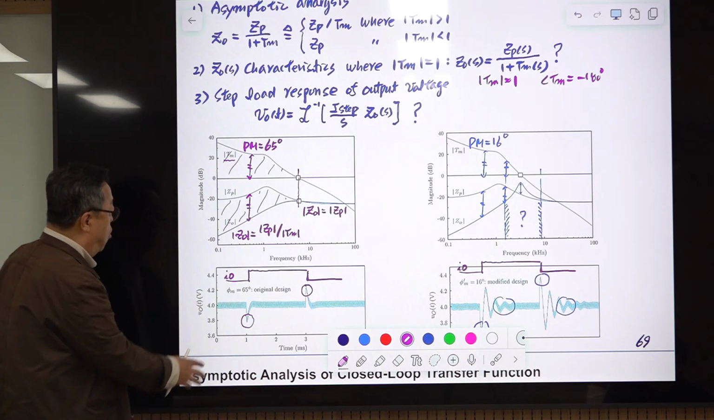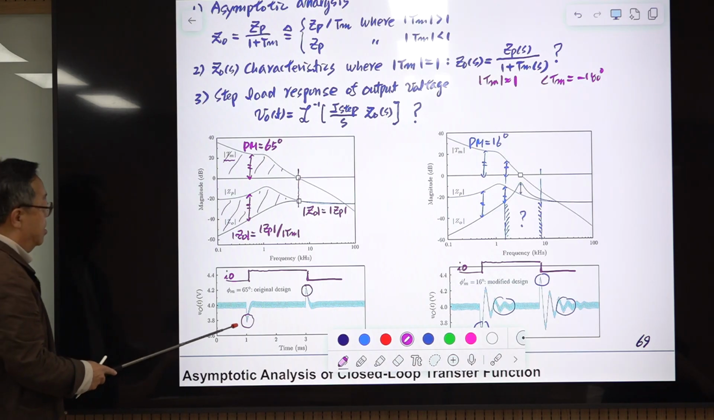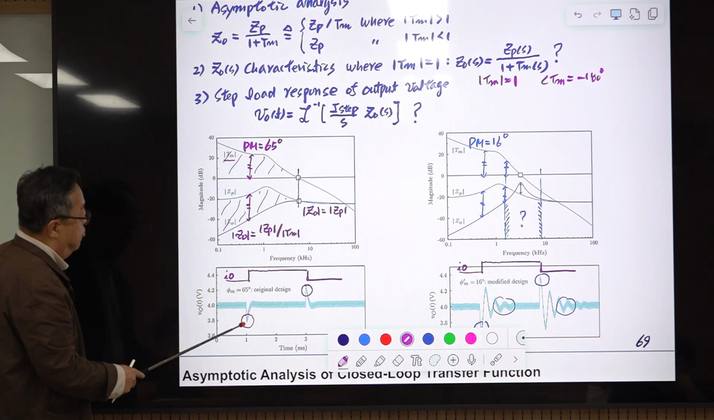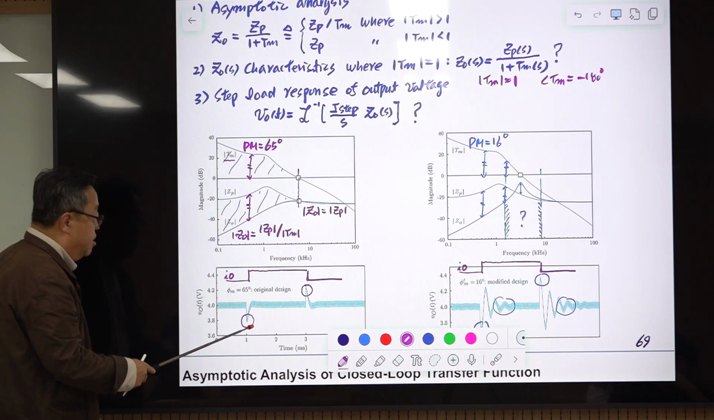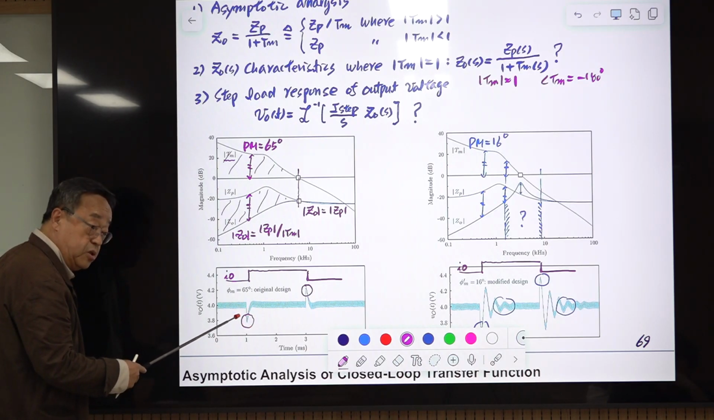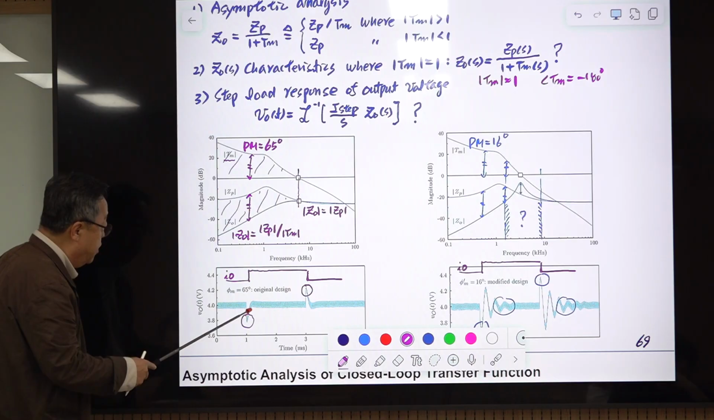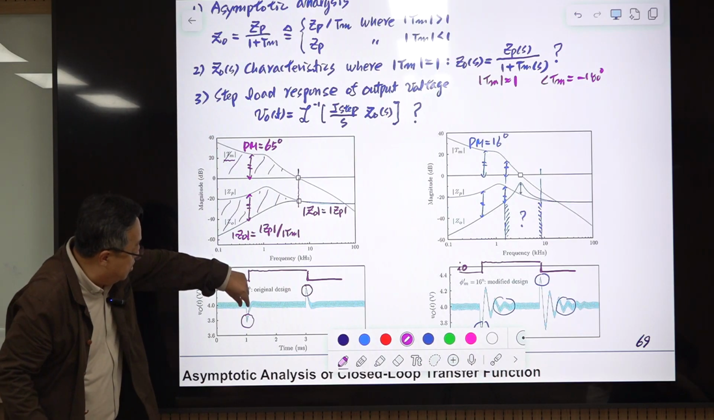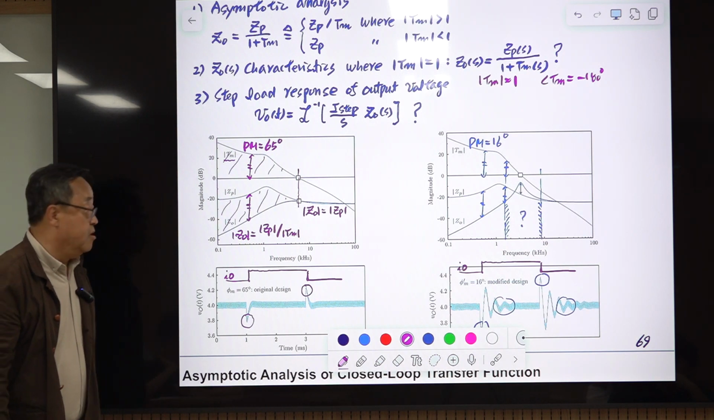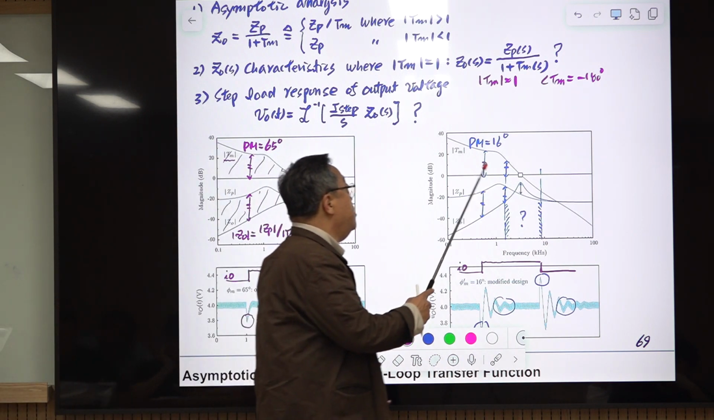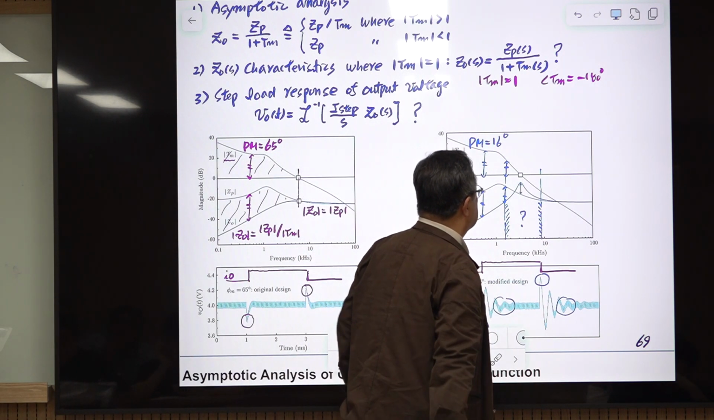Okay, this is almost the optimum response in two senses. This is really the first order system response, just an exponential function, and the settling time, the transition time, is very small. Okay, so this is another example, and the phase margin is 60 degrees.